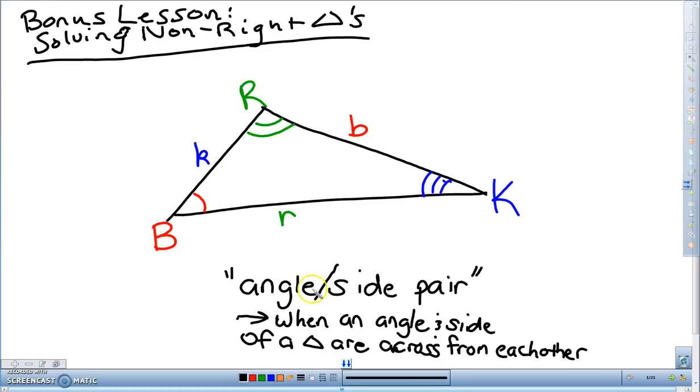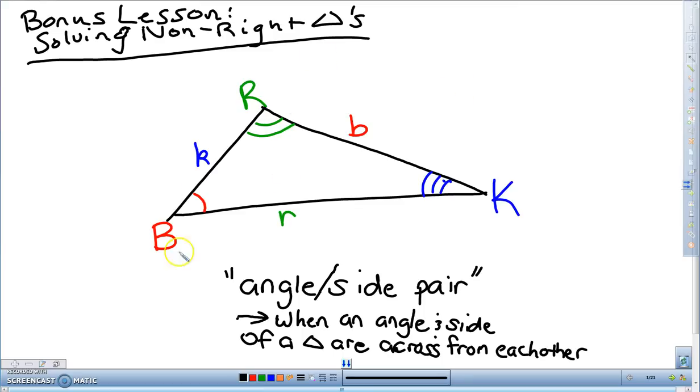Our lesson is going to be a little bonus lesson at the end of chapter 7. I called it solving non-right triangles because we've spent this whole chapter looking at right triangles, and as we all know, those are not the only triangles in the world. So we're going to spend some time looking at how we can solve stuff about the other triangles that exist in the world.